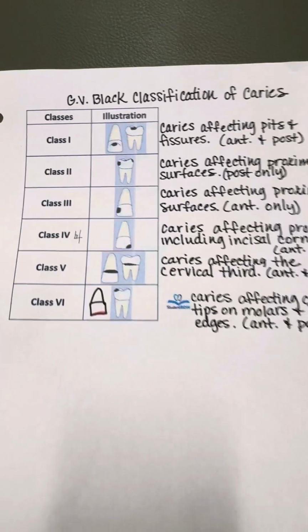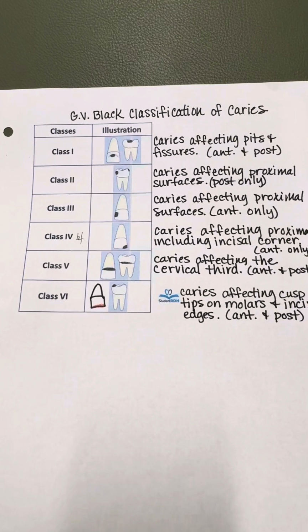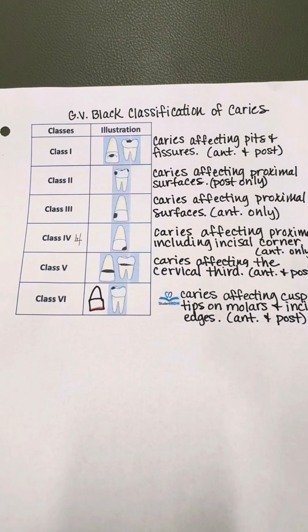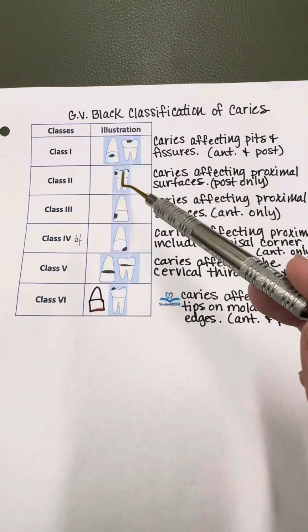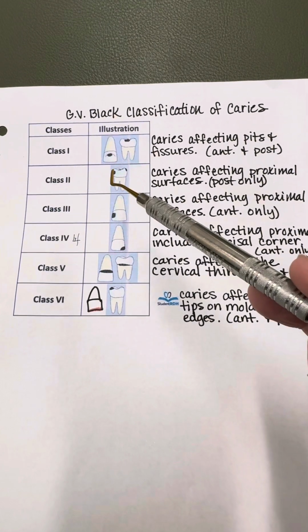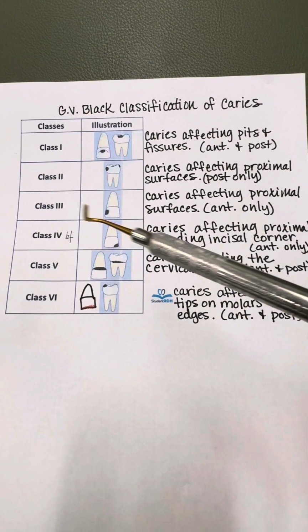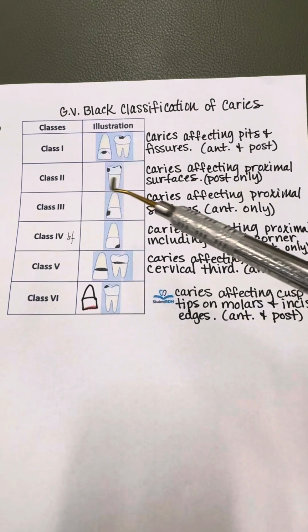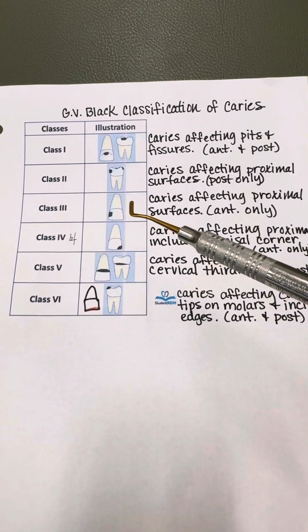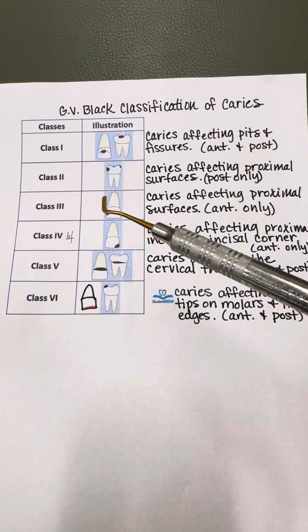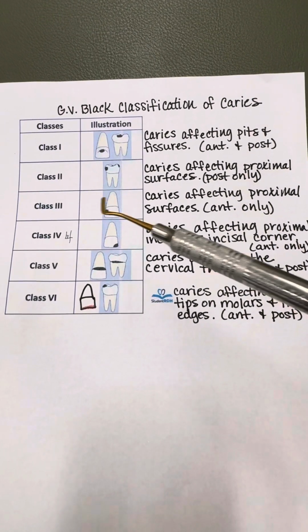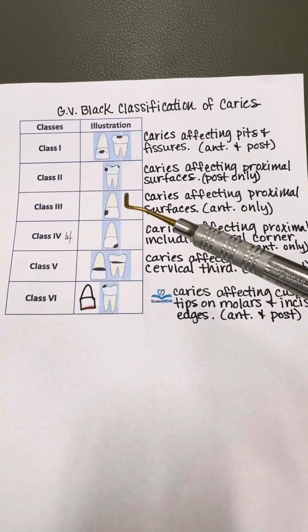Class 2 is caries affecting proximal surfaces on posterior teeth only. So that's going to be your mesials and distals interproximally. What does interproximal mean? In between the teeth. Okay. Class 3, it's the same as class 2, but we're talking about anterior teeth now. Okay, so proximal surfaces, mesials and distals in between the teeth, but anterior.